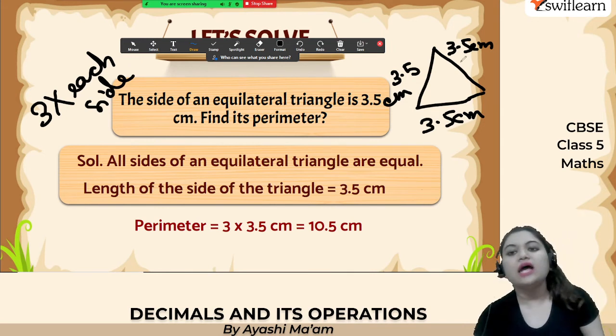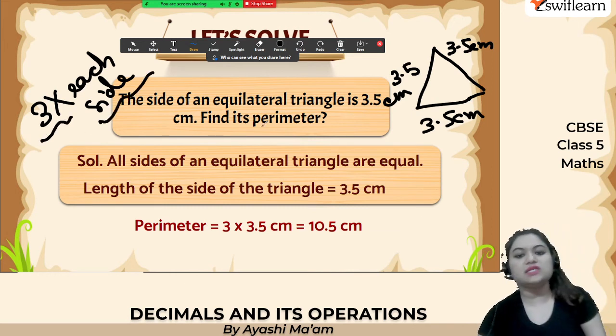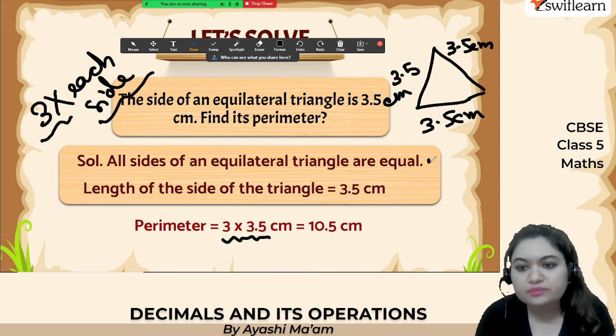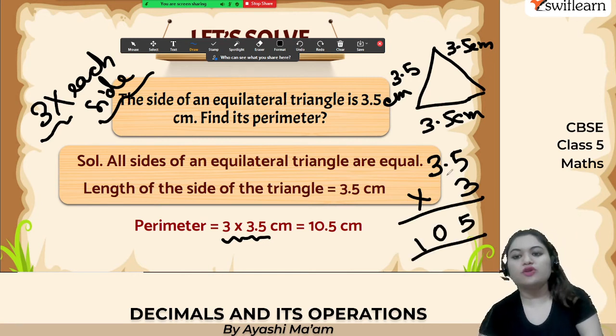So here if you add 3.5 three times, that means we are getting the same thing. So 3 times each side. So then you will get 3 into 3.5, or 3.5 into 3. So simply do it. You will get 105 and after the decimal point we have one digit.